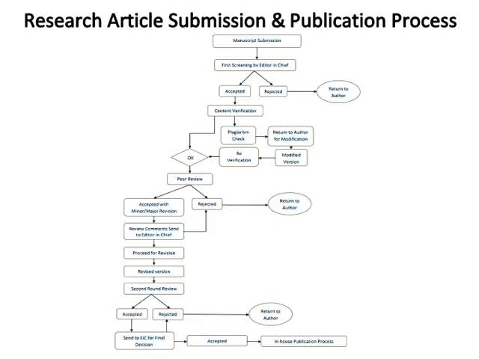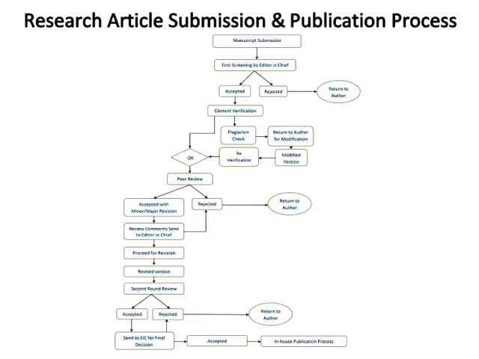Otherwise, if the research article is accepted, then content verification will start, such as a plagiarism check. If the plagiarism is in range, then proceed further, otherwise the research article will return to the author for modification. Authors reduce the plagiarism first, and then peer review of the research article will start.